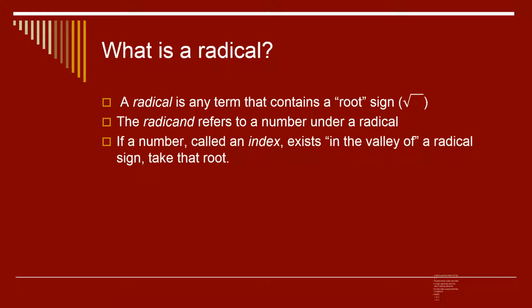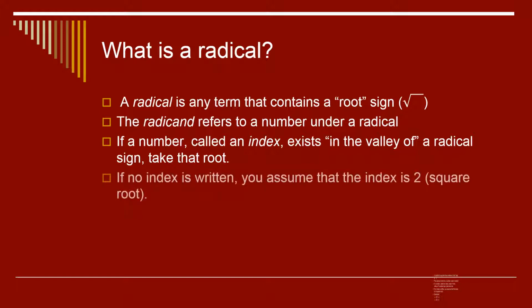If a number called the index exists in the valley of the radical sign, take that root. If there is no index written, you always assume that the index is 2, or the square root. Here are some examples for you. These can easily be found in your calculator. If you're not sure how to find roots in your calculator, you should consult your teacher in class.